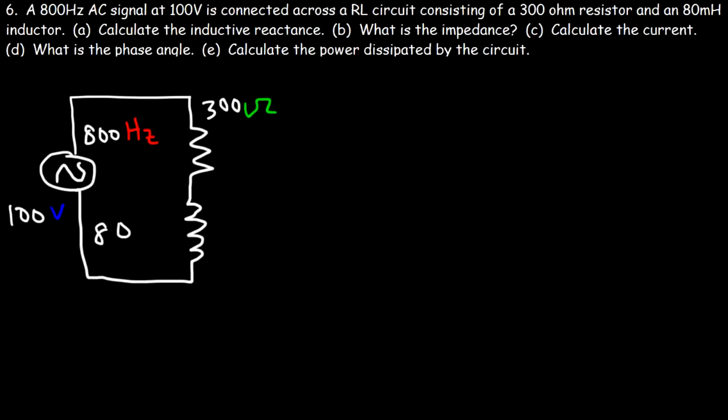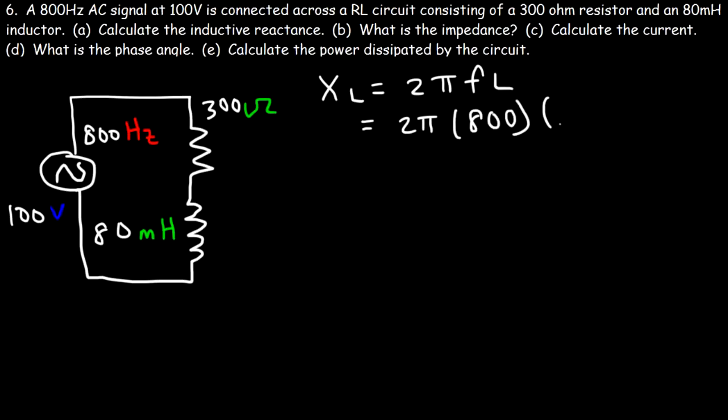So to find the inductive reactance, we can use this equation. XL is equal to 2 pi FL. So that's 2 pi times the frequency of 800 times L, 80 millihenries, or 80 times 10 to the minus 3. If you see milli, you could just add 10 to the negative 3 to it. That's a quick way to convert it. So XL is equal to 402 ohms, or 402.1 ohms.